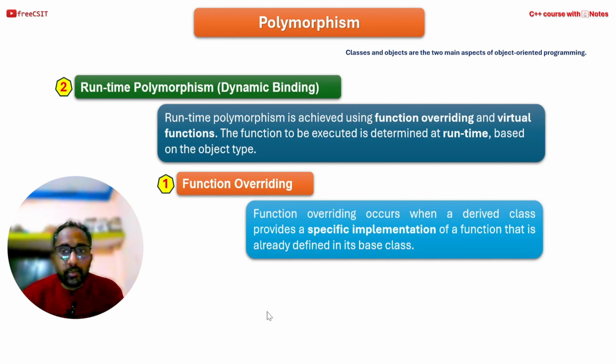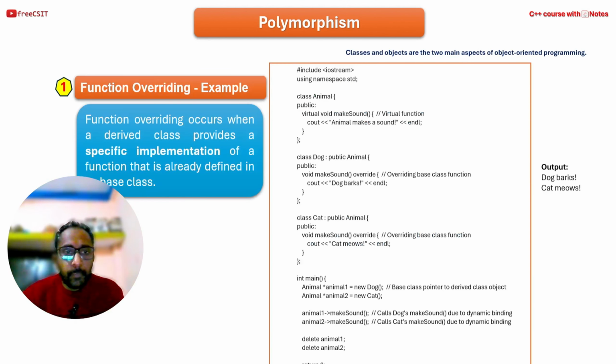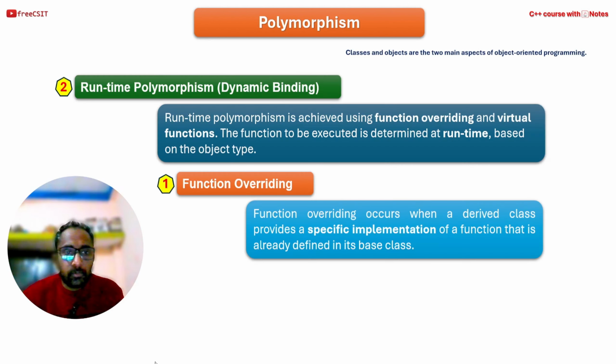And I have already discussed runtime polymorphism with you. This is function overriding. You can see here the runtime polymorphism, dynamic binding, and this is function overriding.